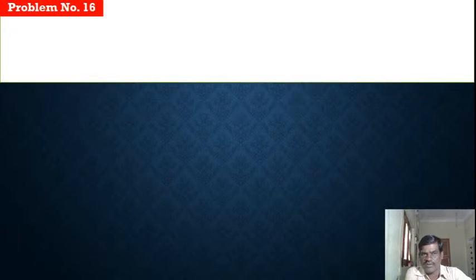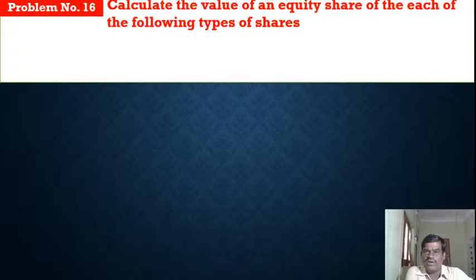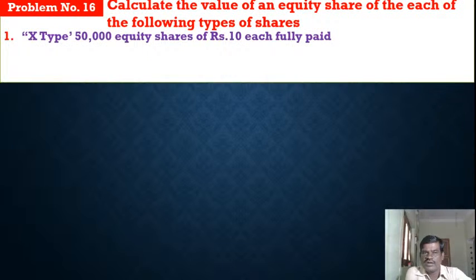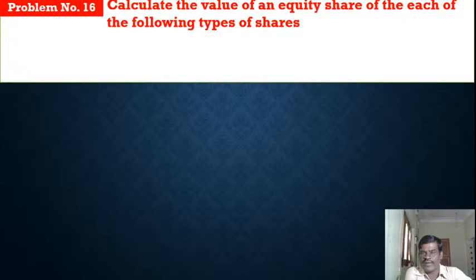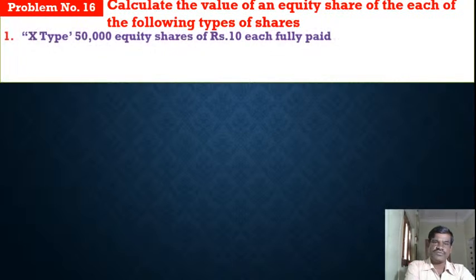Okay, now see the next problem number 16. Calculate the value of an equity share of each of the following types of shares. X type: 50,000 equity shares of rupees 10 each fully paid.